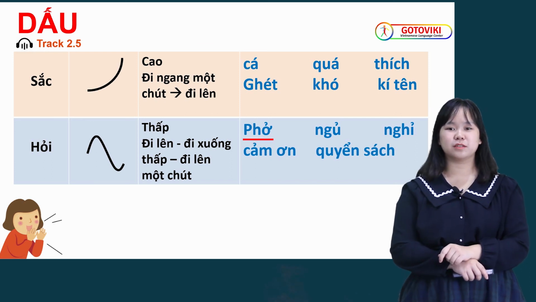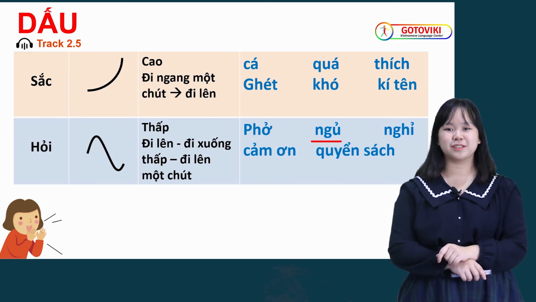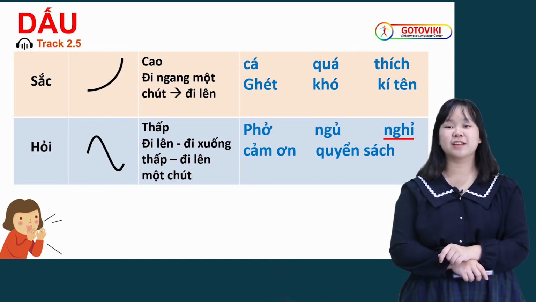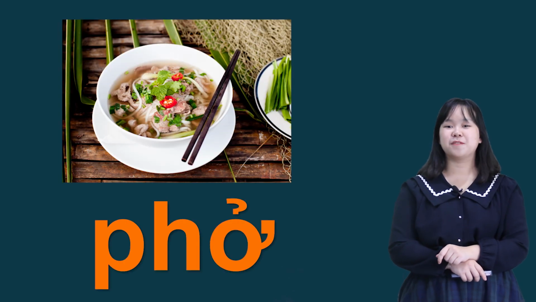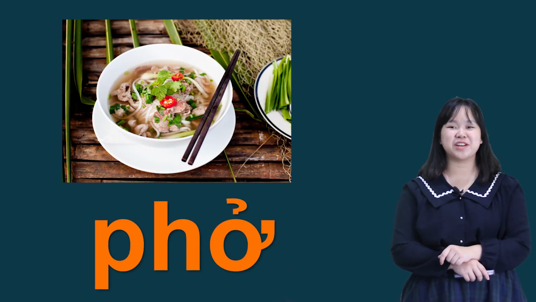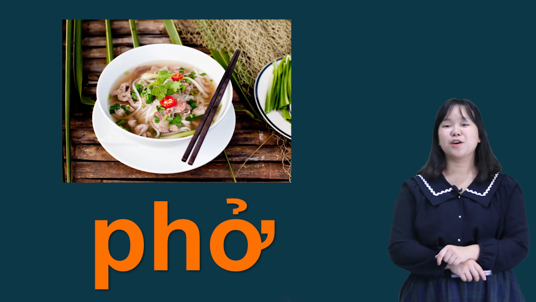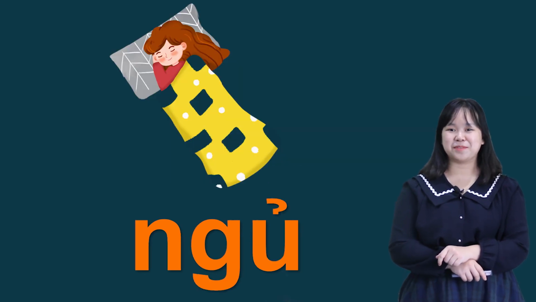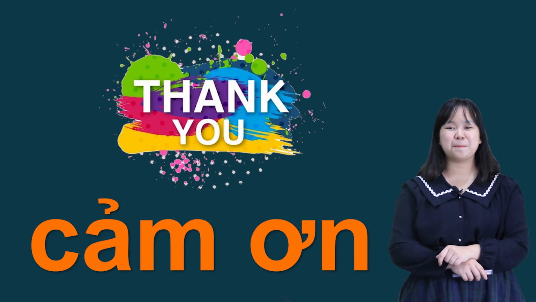Okay, now let's practice through some examples. Phở, ngủ, nghỉ, cảm ơn, quyển sách. With the meanings, we have phở is our very famous traditional noodles. Ngủ means to sleep. Cảm ơn means thank you in English.